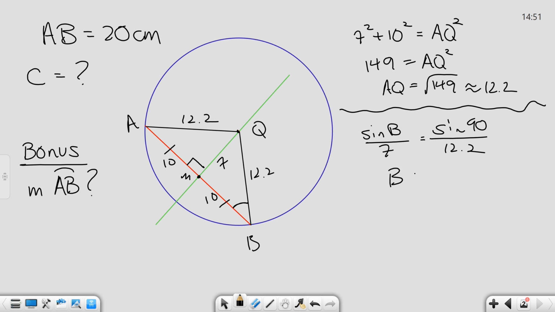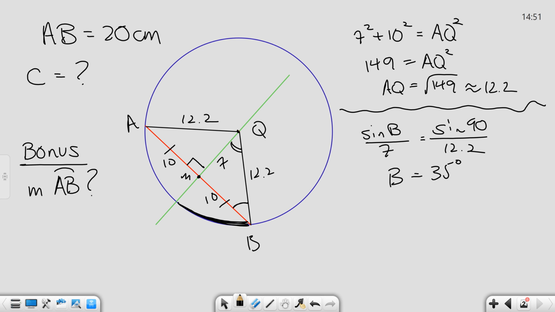B turns out to be 34.99, 35 degrees. Which is of no use except for one small fact. This chunk of information will get us this angle. And why do we need that angle? Yeah. This angle will give us this arc.